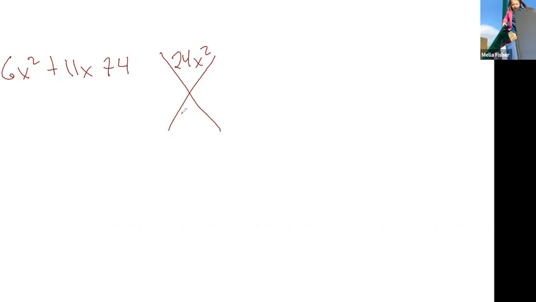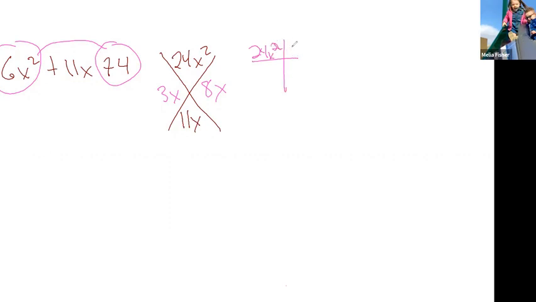So we're still adding to 11x. But now we want the factors of 24. So that was the a times the c, right? 3 and 8. So 3x and 8x are the factors. If you like to do it like this, x squared and 11x, and you like to list 1 and 24, 2 and 12, 3 and 8, 4 and 6, to find the pair that adds to 11, you can do that.